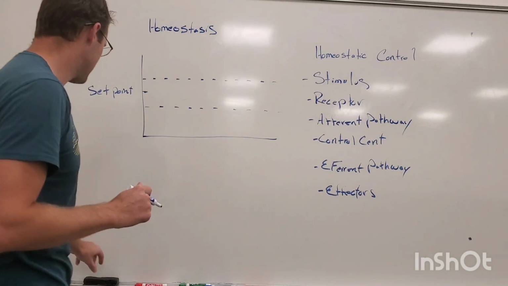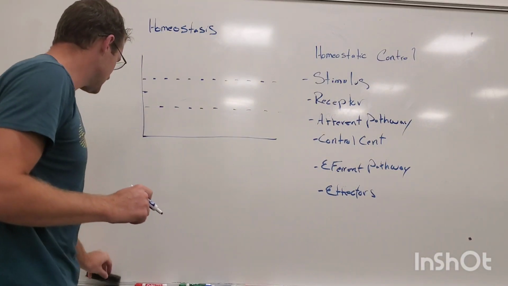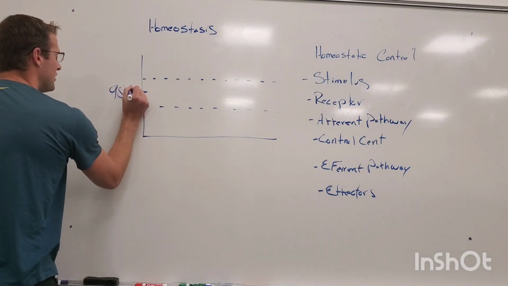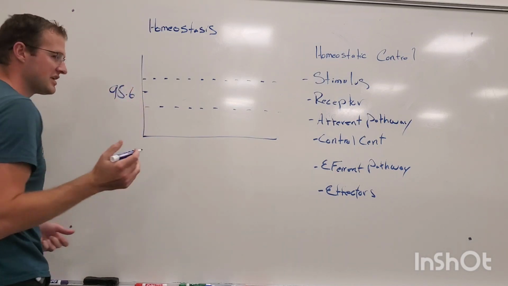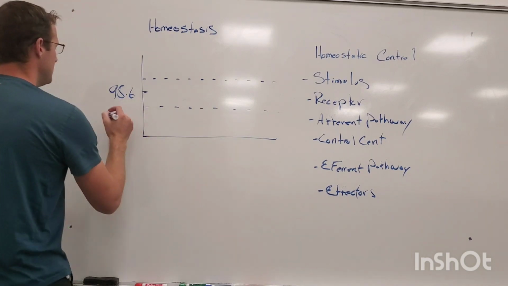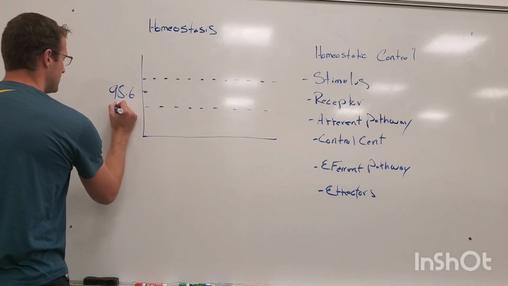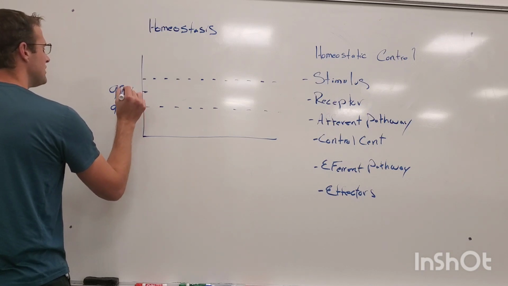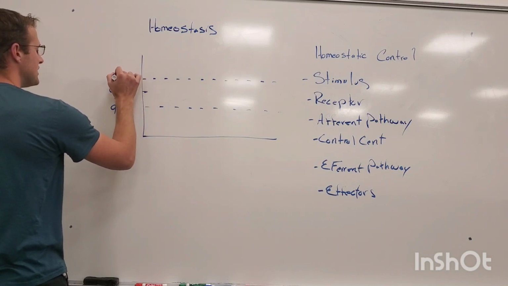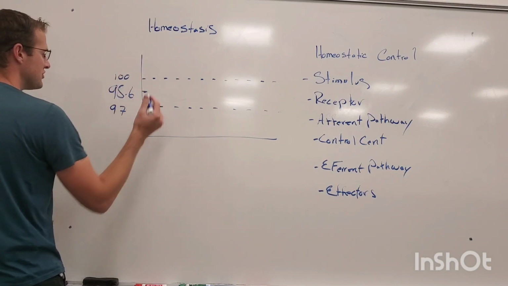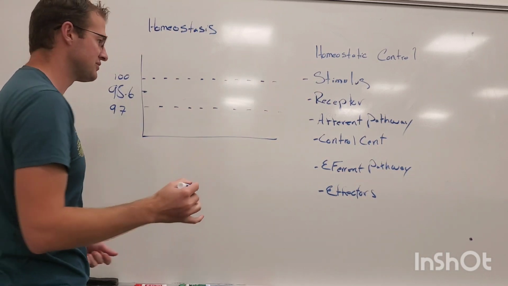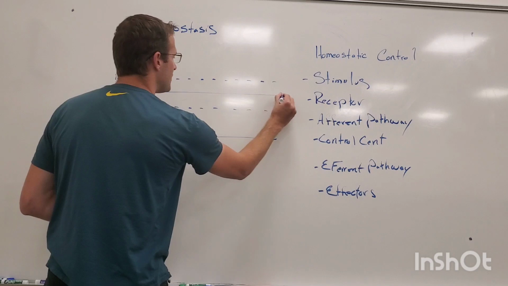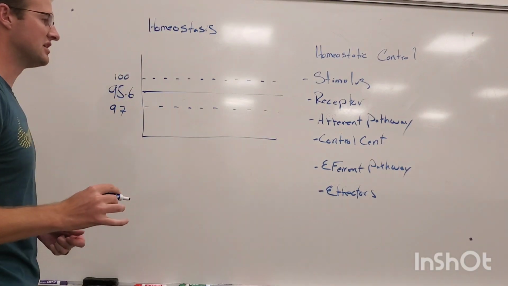So let's take, for example, body temperature. So we know that our body temperature set point is 98.6, but let's say we can go a degree lower, so we'll just say 97, and then up here we'll just say 100 degrees. We'll say those are in our normal range. So what happens, this is our set point.